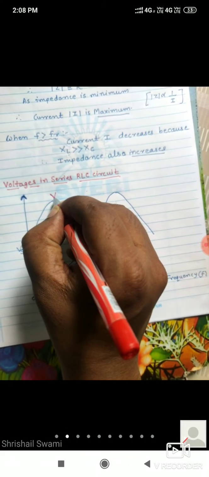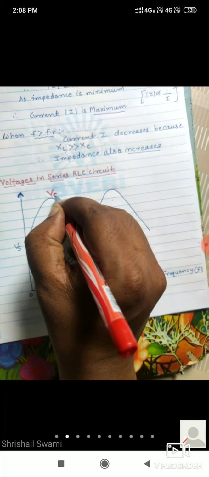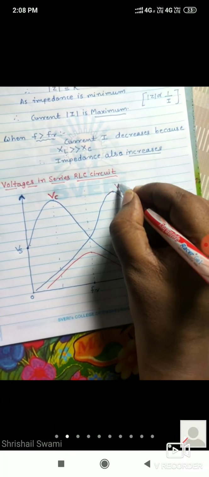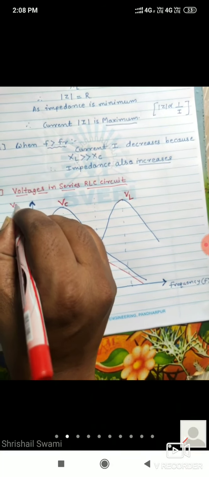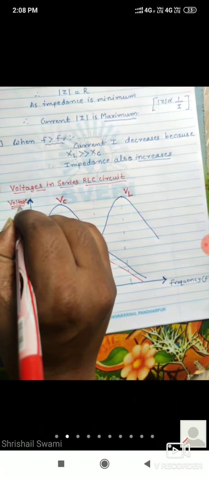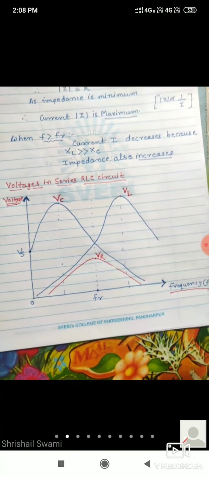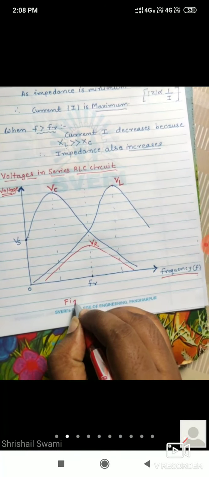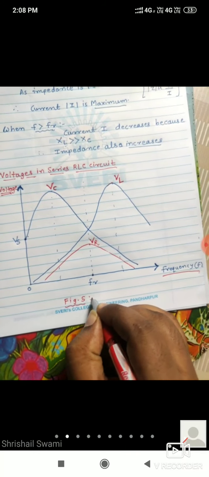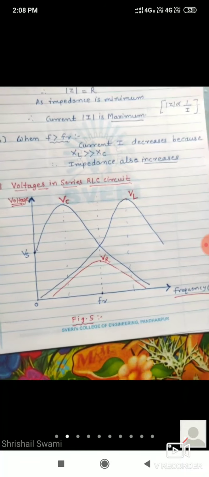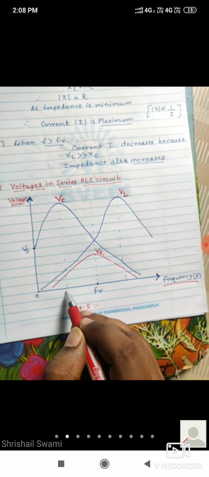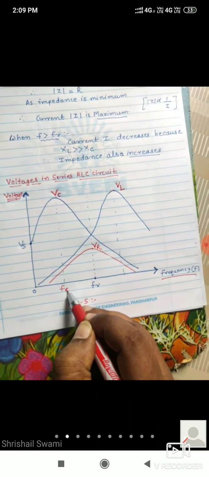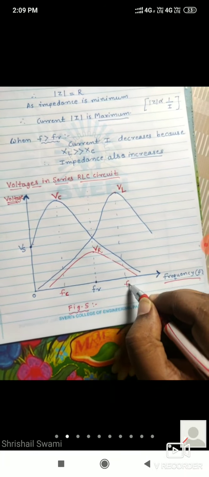Now this will be the curve of VC, this will be the curve of VL, and this will be the curve of VR, and the y-axis will show the voltage and the x-axis will show the frequency. So this will be figure number 5. Everyone should draw the graph.